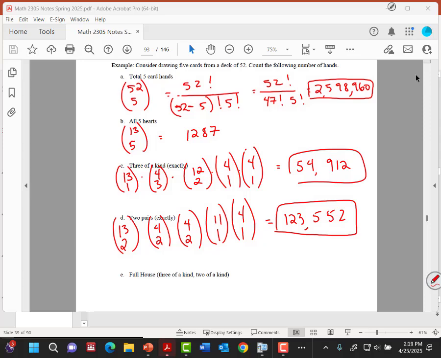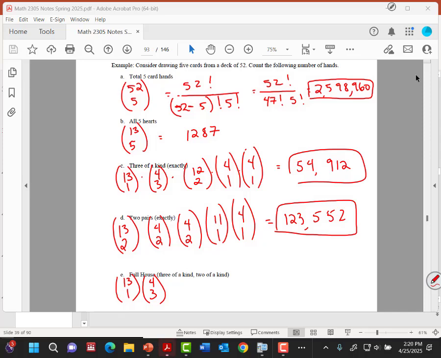Okay. Lastly, let's do a full house. And a full house, colloquially, in poker terms, is 3 of a kind and 2 of a kind. So let's compute this. From the 13 denominations, choose one of them to be the denomination where I get 3 of a kind from. From the 4 in that denomination, choose 3 of them.